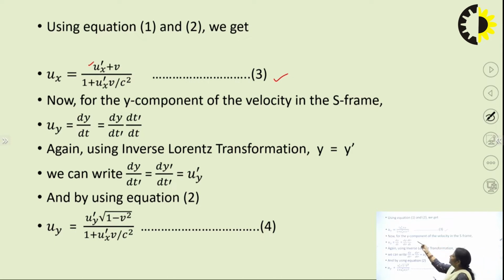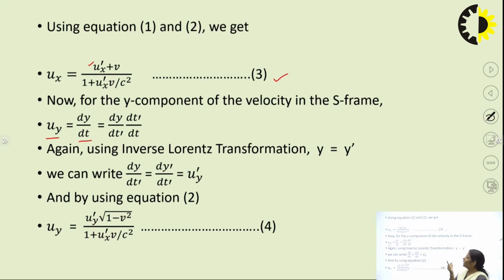Now first of all, we will write down the y component of the velocity in the S frame, and let us see what it is. It is uy equals dy by dt. This is the general and standard definition of velocity, differentiation of the position with respect to time. Again the same problem. What problem is here now? The y part has no variable of t.